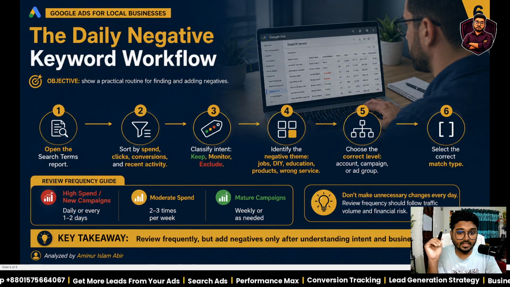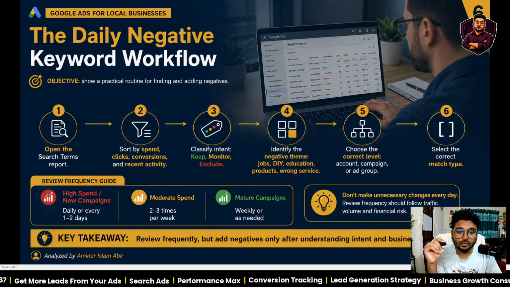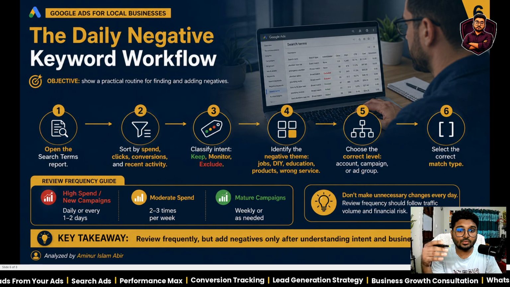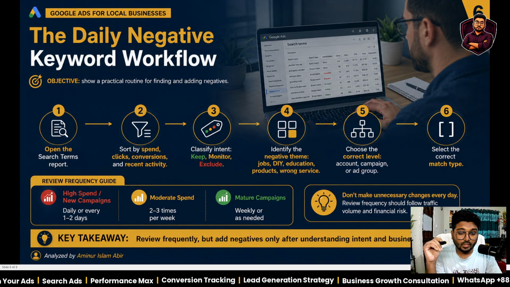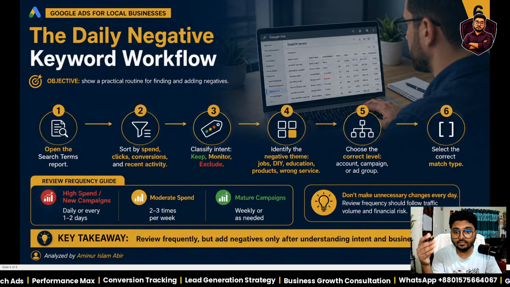The sixth step is to choose the correct match type. Google Ads supports negative broad, negative phrase, and negative exact. Each one gives a different level of control. When a search is added directly from the report, check the match type before saving it.